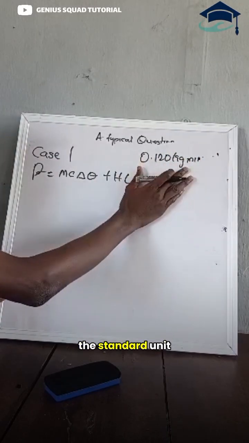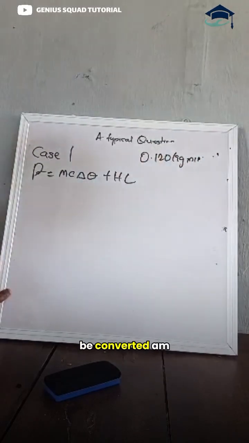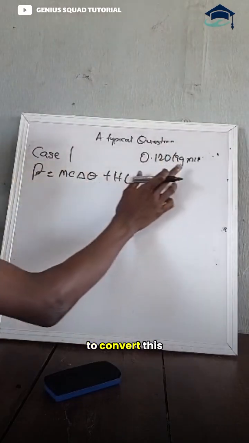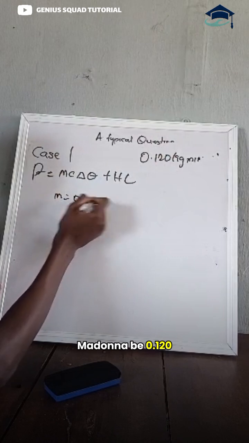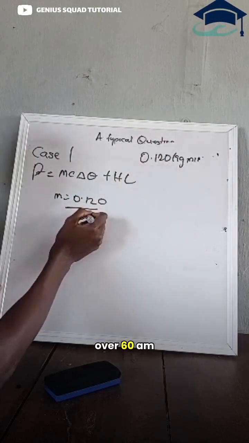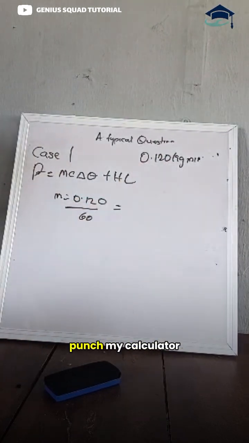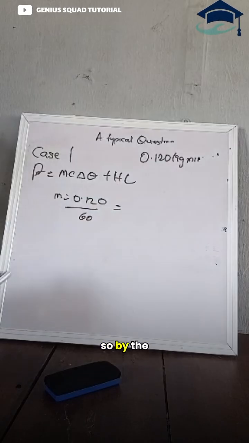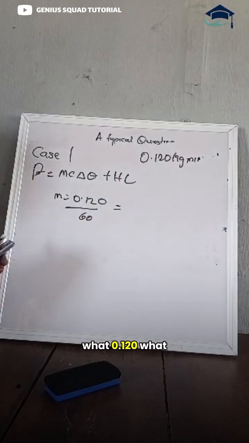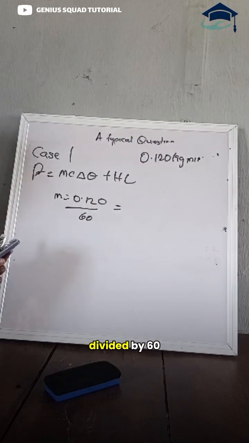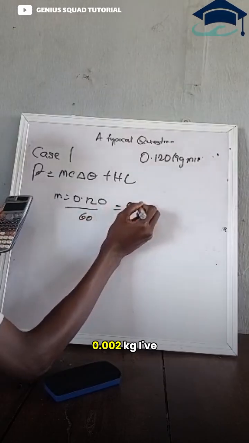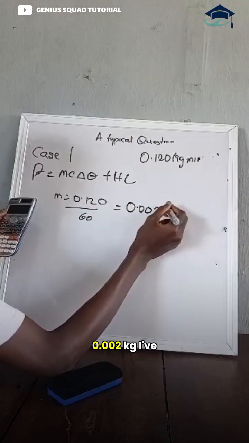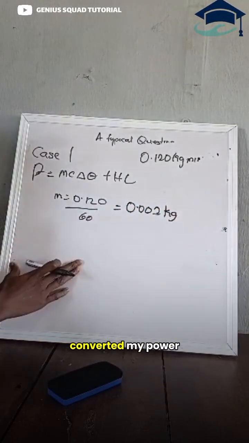But is this the standard unit of mass? No, it has to be converted. So for us to get our actual mass, that will be 0.120 over 60. Let me punch my calculator. 0.120 divided by 60, then I'm going to get 0.002 kilogram.